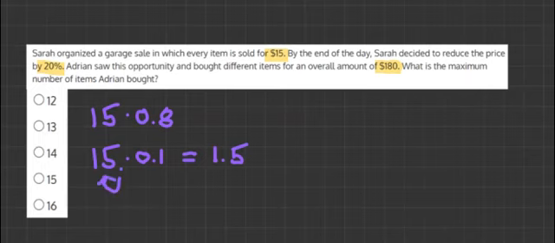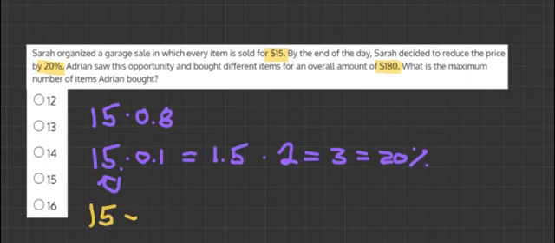And as we need 20%, we're going to multiply it by 2, and 1.5 times 2 equals 3, which equals 20%. And now the question is saying Sarah reduced the price of $15 by 20%. So we're going to take our number of $15 and then we're going to minus it by 20% or 3, which will equal 12. And now we have to find out how many 12s can fit into 180.